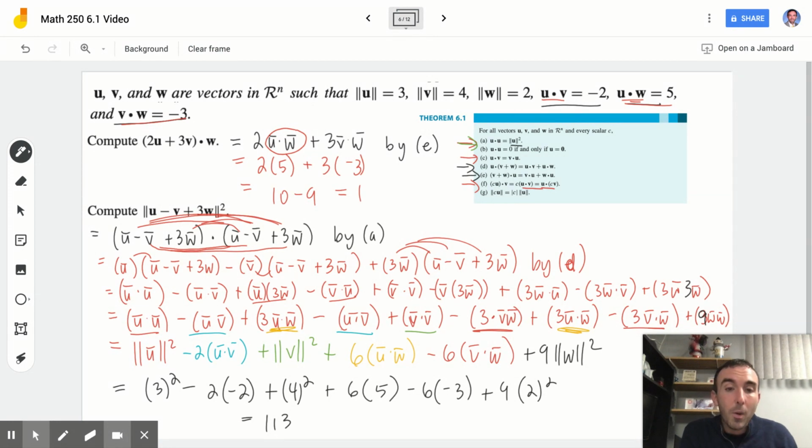So that was by far much more work than the first problem, but we used almost everything in this list. Except for maybe part B with the dot product being 0, that didn't quite happen. We used almost every other property in this list. So I thought this would be a good way to exercise some of these key ideas about the dot product.